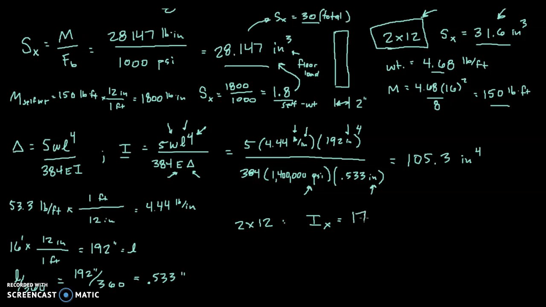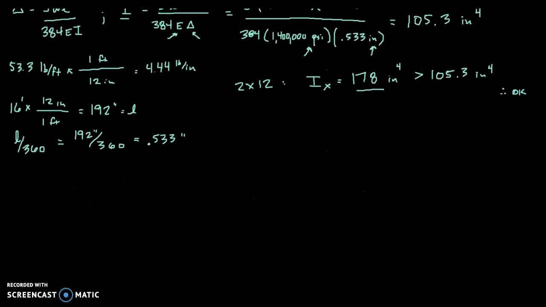It is 178 inches to the 4th. That's the moment of inertia we are providing with our 2 by 12. That's greater than the demand. We need to have at least 105.3 inches to the 4th, so the beam we chose is greater than 105.3. Therefore, it is okay. So we've just checked deflection. It's good. There's one last thing left to check, and that is shear.